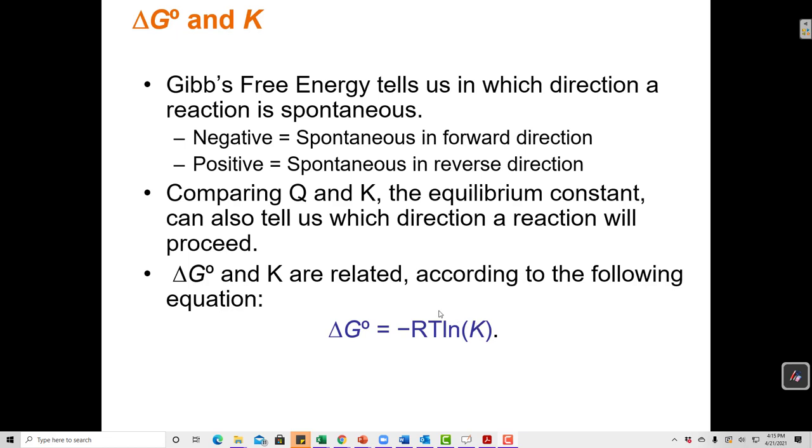A reaction moving forward to a large extent, meaning having a large K, is going to give us a large negative value of delta G, which equates to a lot of free energy available to do work.